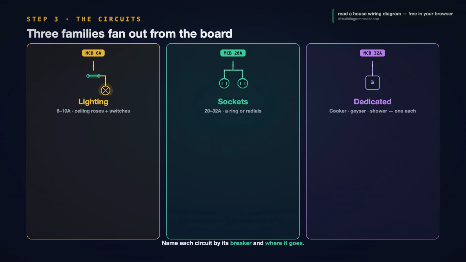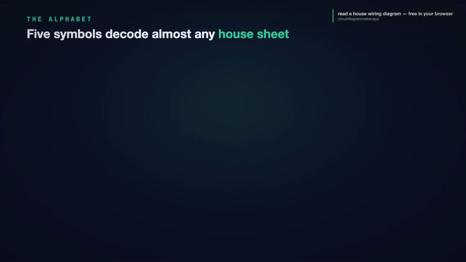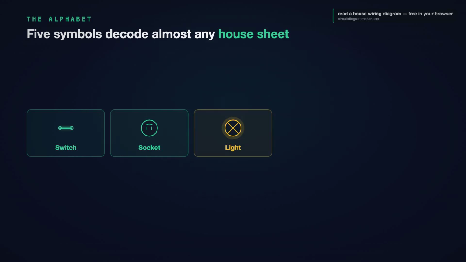To read any of this, you need the alphabet, the symbols. On a house diagram, there are only a handful you truly need. A switch, a break in the line with a lever. A socket or outlet, the point you plug into. A light, a circle, often with a cross or a little lamp.